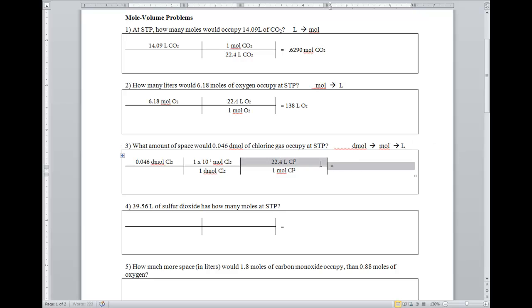Answer for that should come out to being 0.10 liters with 2 significant figures, since the given amount has only 2 significant figures. So that's pretty much how to do molar volume calculations. It's pretty much that simple. This is the easiest out of all the calculations.